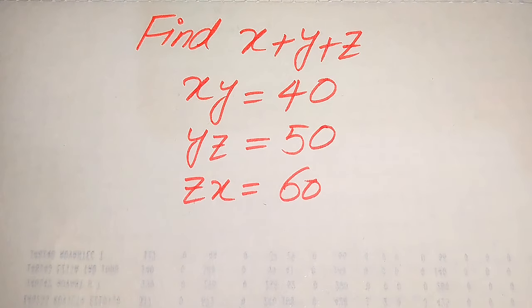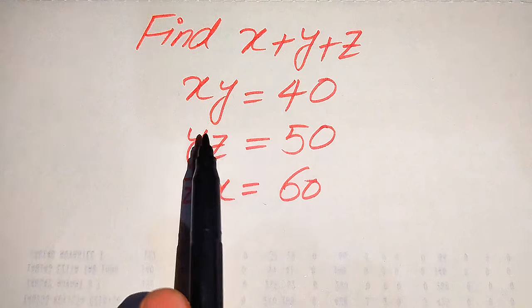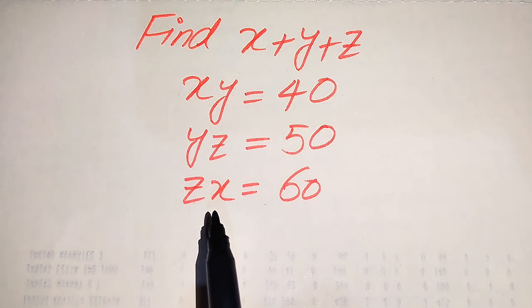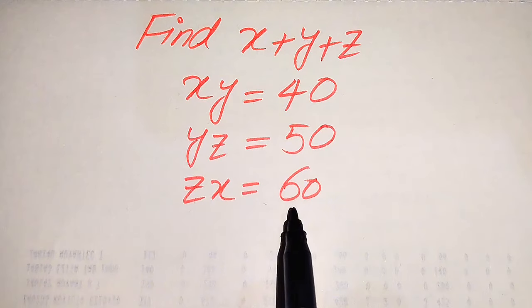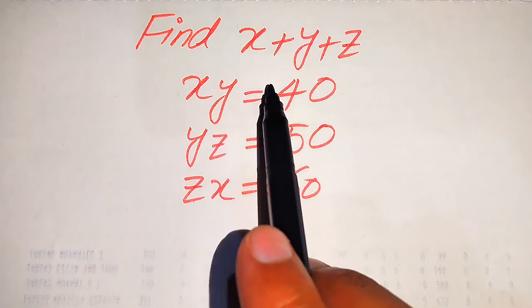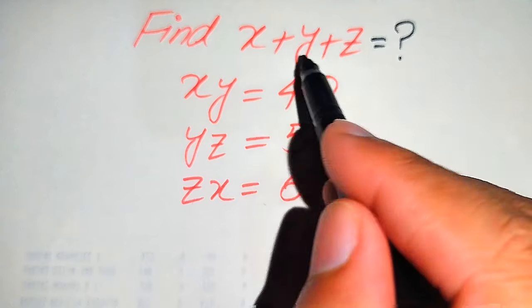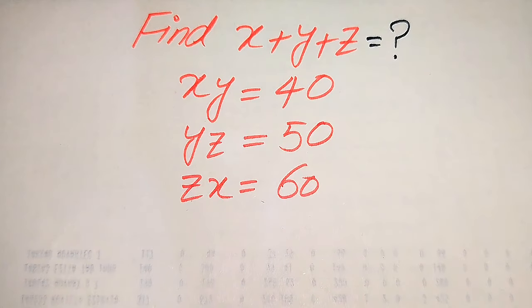Hello everyone, how to solve this nice math Olympiad algebra problem. If we have xy equals 40, yz equals 50 and zx equals 60, we solve this problem for the value of x plus y plus z. So we need to find the sum of these three values.